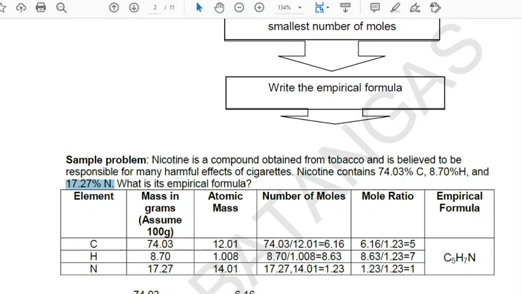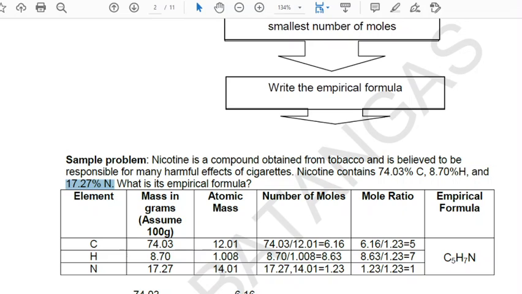And that's it. To find the number of moles, we will divide this mass in grams by 12.01. You'll get 6.16. Hydrogen, you have 8.7 divided by this, you'll get 8.63. Nitrogen, 17.27 divided by this, and that is 1.23. Now, which of these is the lowest number? The lowest is nitrogen. So we're going to divide everything by 1.23.